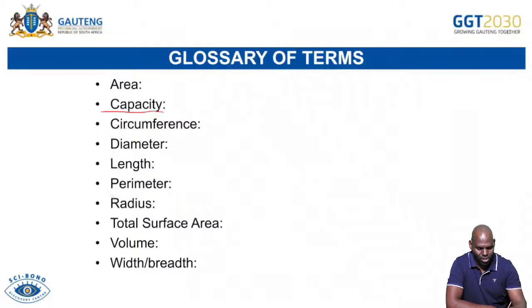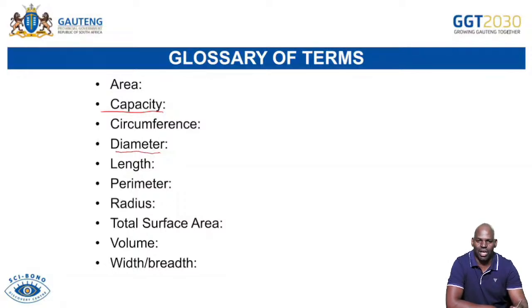And then, of course, radius. Okay, I think in this case I made a mistake. The diameter is supposed to be a line that divides a circle into two equal parts. Sorry for that. A line that divides a circle into two equal parts. But the radius is a line from the center of the circle to the circumference of the circle.